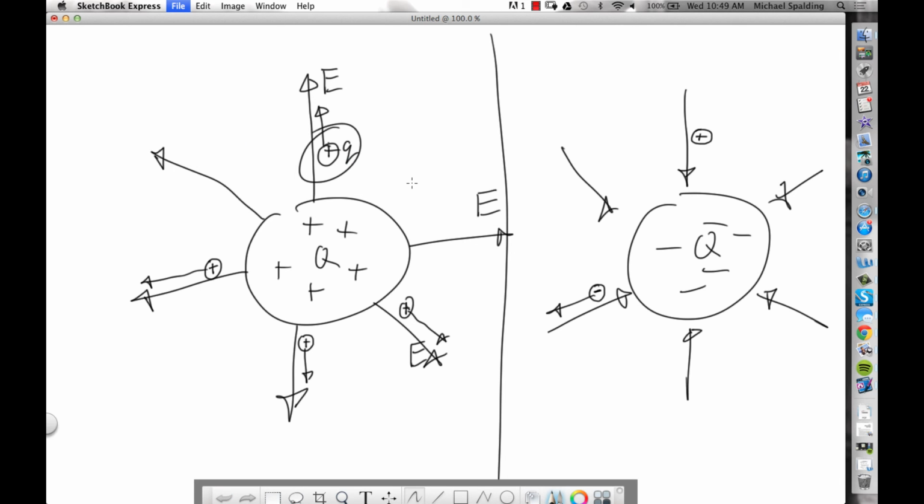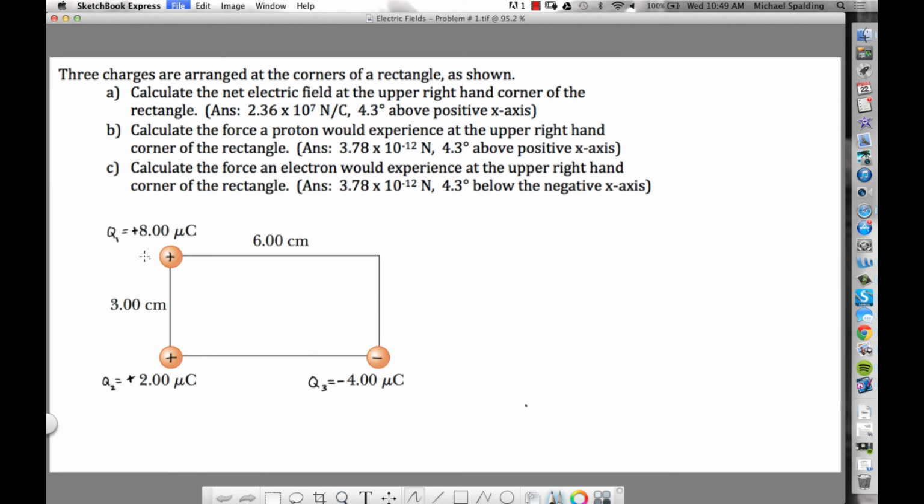All right, so this problem, I actually have a video solution posted for it, but I want you guys to start it right now. The first question: you've got three charges here. I'm calling this guy number 1, this guy number 2, and this guy number 3. The first question is, find the total electric field at this point right here. What is the total electric field at this point?